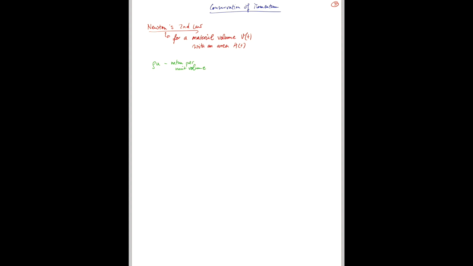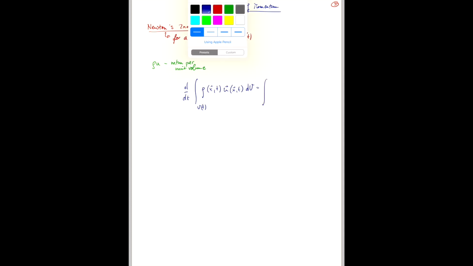And then you can write Newton's second law as d by dt over a volume V(t) of rho(x,t) u(x,t) dV. And that has to be the same as the forces. So this really is just ma. It's the density integrated over the volume, and there's the velocity, and it's the time derivative of that. So this is analogous to ma here, and that ma has to be equal to F.